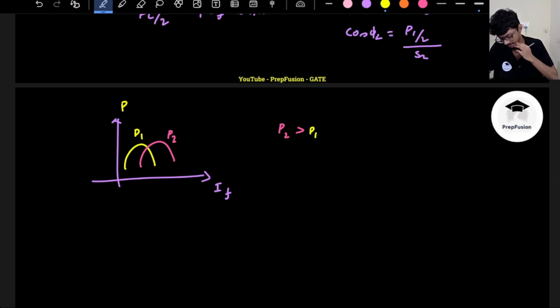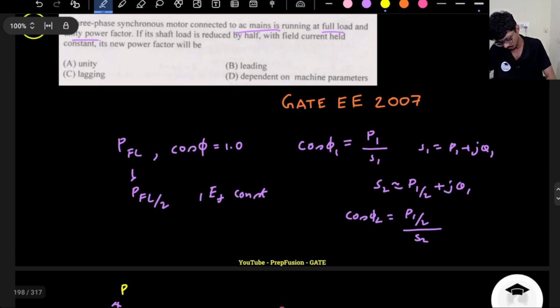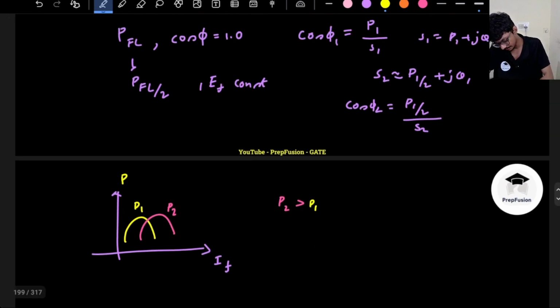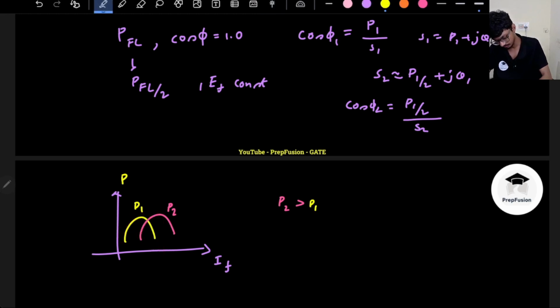Now, if I'm reducing my power, I will shift leftwards. Previously it was operating in the nominal zone. So this was the nominal zone, and the graph will shift leftwards. So this will be my graph now. At the same IF current, what am I getting? I'm getting a leading power factor, because initially it was lagging. Right now it will be a leading power factor.